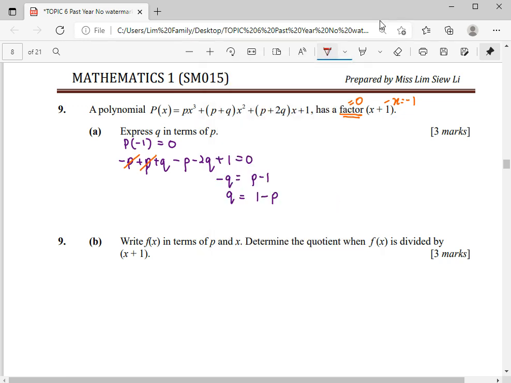So from here, this is our factor theorem. So writing this factor theorem correctly, we will get 1 mark. This is our basic. Then only we apply the concept of substitution to get to the answer that asks for us q in terms of p.